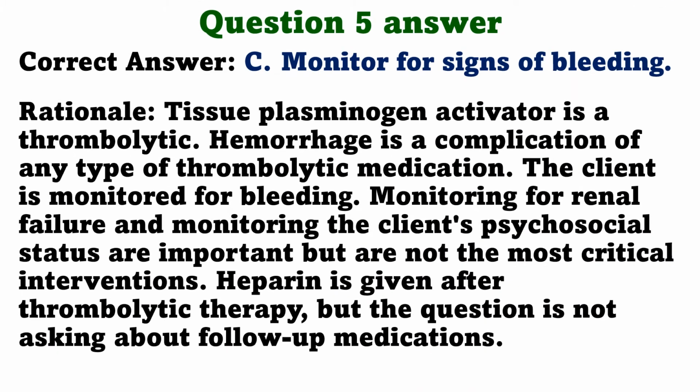The correct answer is C. Monitor for signs of bleeding. Rationale: tissue plasminogen activator is a thrombolytic. Hemorrhage is a complication of any type of thrombolytic medication. The client is monitored for bleeding. Monitoring for renal failure and monitoring the client's psychosocial status are important but are not the most critical interventions. Heparin is given after thrombolytic therapy, but the question is not asking about follow-up medications.